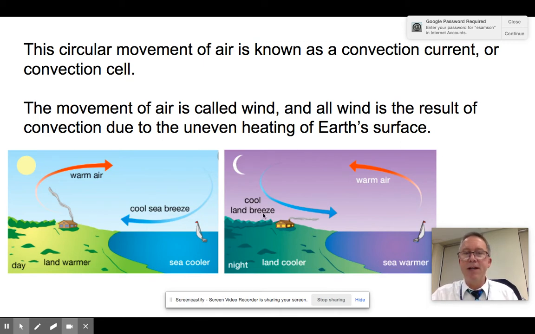Look what happens at night. The sun goes down. Now the water is warmer than the land because it's harder for water to cool down, but it's easy for land to cool down. So now, since this is warmer than this, the air begins to rise here and sink here. And notice the wind is now blowing the opposite way because it's always going to blow from where it's sinking towards where it's rising.